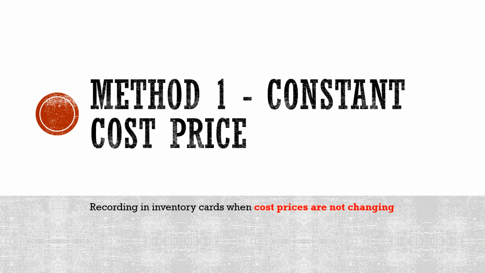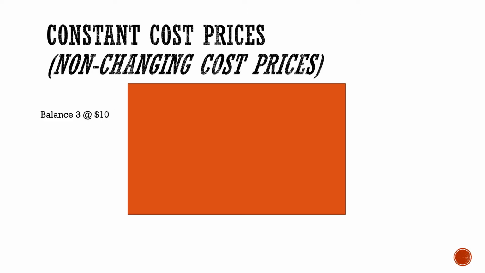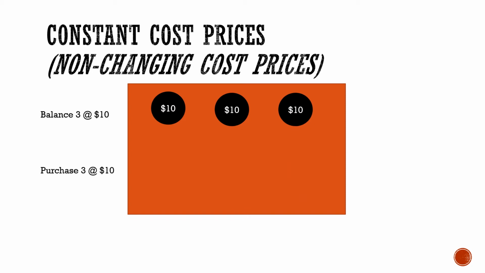Method 1 is for constant cost prices. We use this method when we are recording the inventory cards when cost prices are not changing. Here we'll see what it means by non-changing cost prices. Let's assume that we have a balance of 3 units at a cost price of $10 per unit in our warehouse. Then we purchased another 3 units at a cost price of $10.